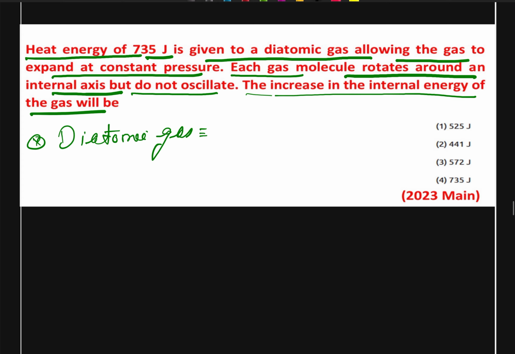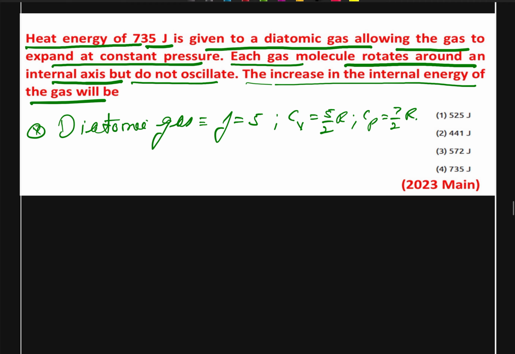So you can say that we are given a diatomic gas, and its degrees of freedom, that is F, will be equal to 5, which is 3 for translational and 2 for rotational. Therefore, we can write that C_V will be equal to 5/2 R and C_P will be equal to 7/2 R. And it is expanded at constant pressure.